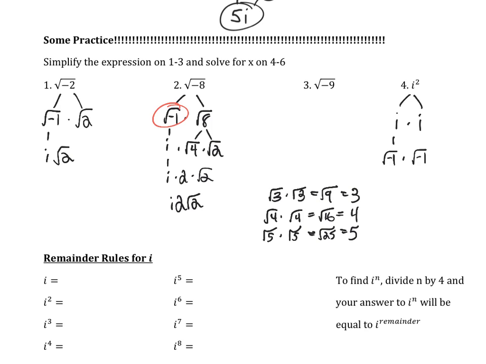So what do you notice in the pattern here? Well, we notice when we multiply two roots together of the same number, it just becomes a number underneath. So root 3 times root 3 was regular 3. Root 4 times root 4 was regular 4. Root 5 times root 5 was regular 5. So what do you think root negative 1 times root negative 1 is going to be? Well, it's just going to be the number underneath the radical. It's just going to give me negative 1.